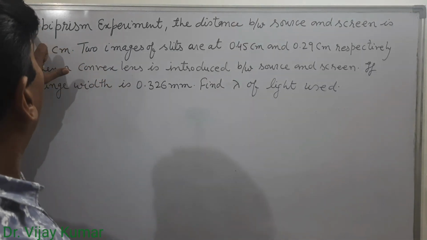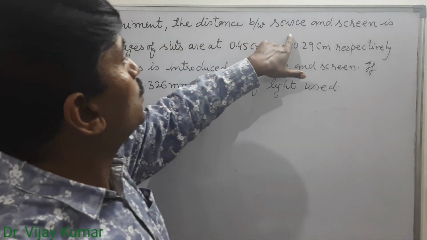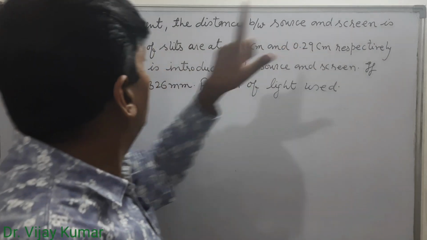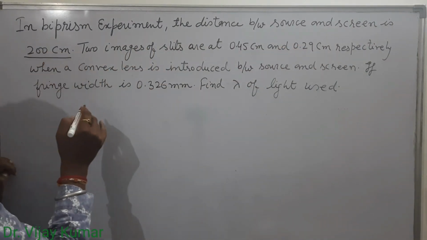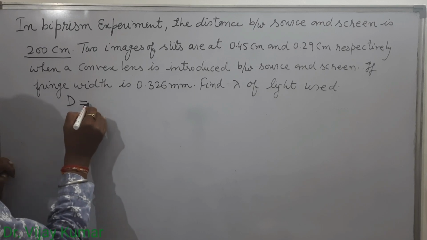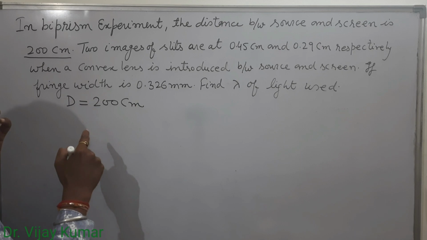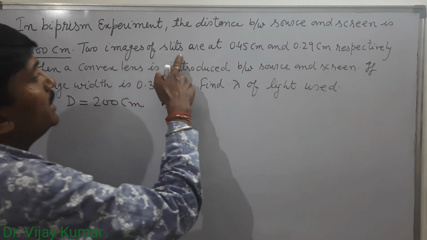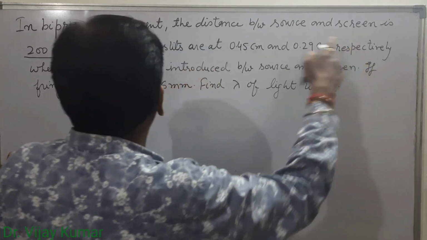The second problem is: in the Biprism experiment, the distance between source and screen is 200 centimeter, and we know that the separation between source and screen is represented by capital D. This is 200 centimeter, given. Two images of slits are 0.45 and 0.29 centimeter respectively.